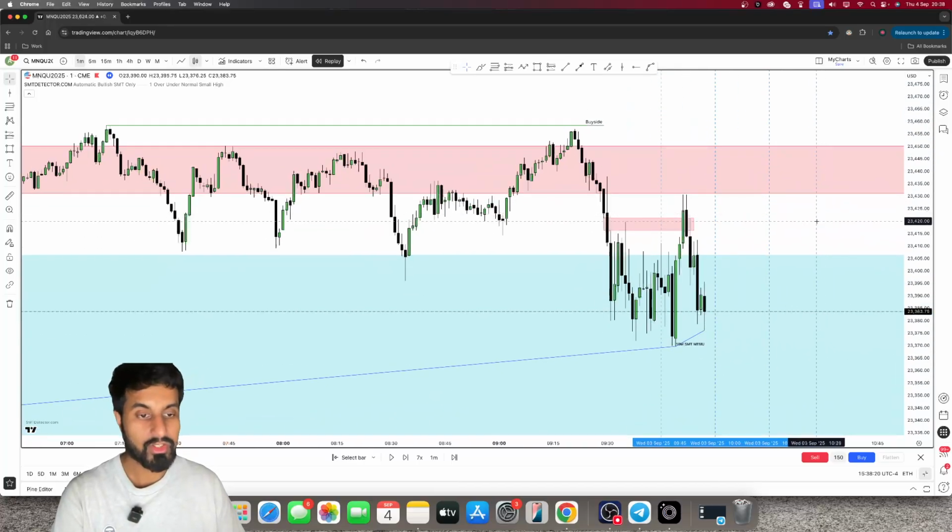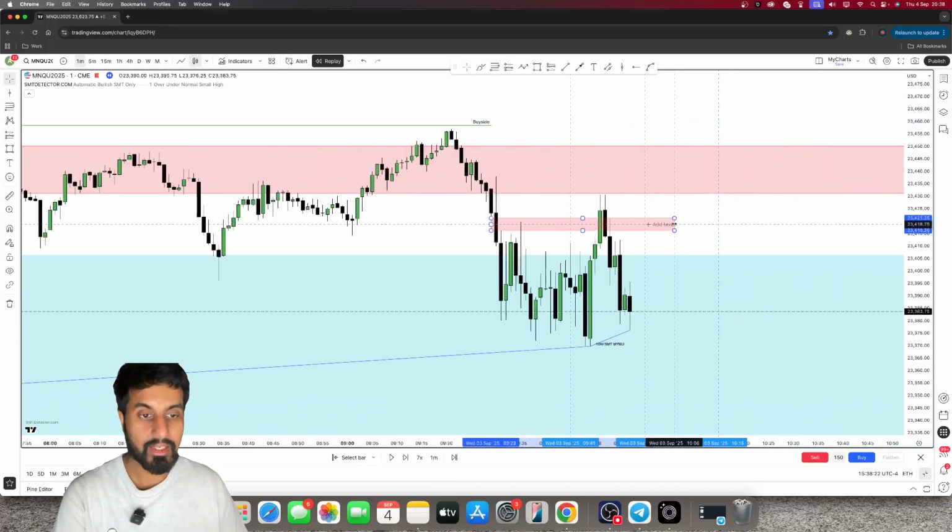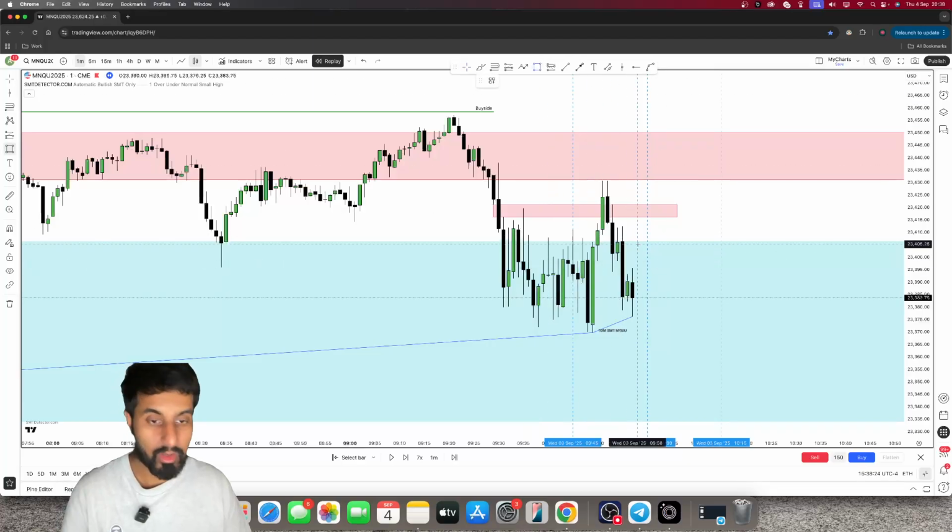So without that, let's just continue. So you can see that this is still a bearish PDA right here. We have another one form right here.